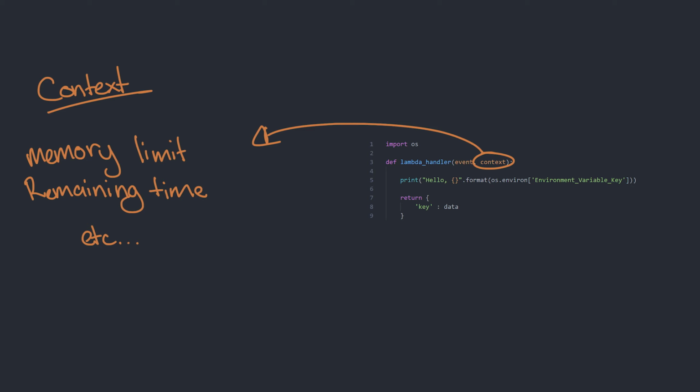The context parameter provides the handler function with runtime information, such as memory limit in megabytes, function version, and many more. It also provides a method for getting remaining time in milliseconds, which returns the number of milliseconds left before the Lambda function times out.